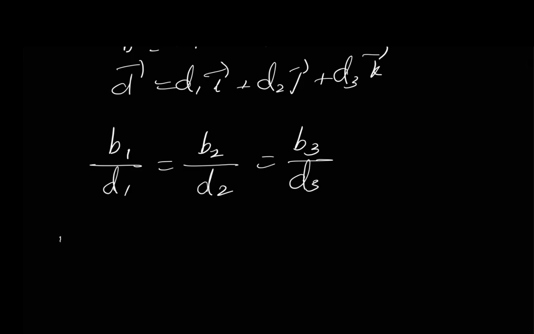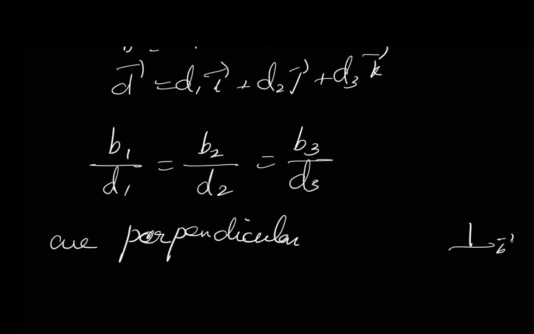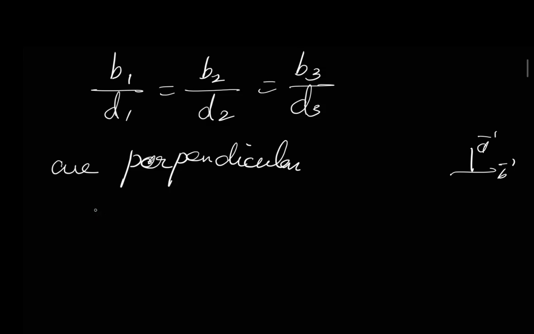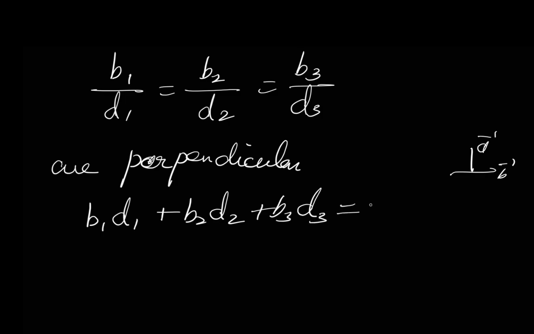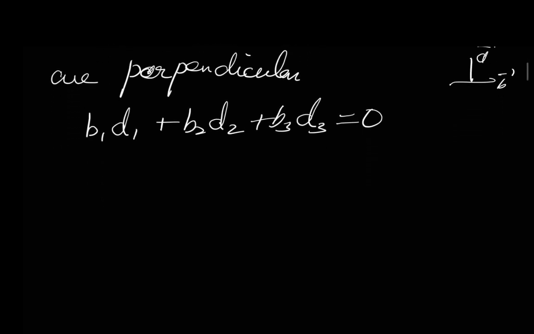If the two lines are perpendicular, let me take this as b and this as d. For perpendicular lines, the corresponding products b1 into d1 plus b2 into d2 plus b3 into d3 will give the answer as 0. So let me do the problem now.